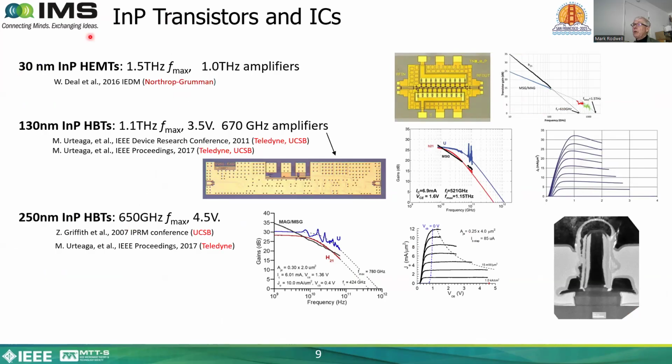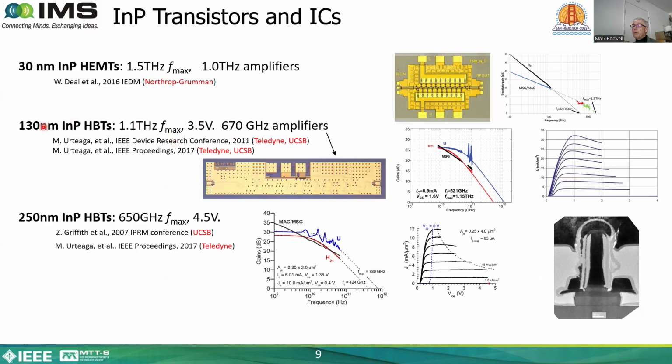In indium phosphide, the best field effect transistors are produced by Northrop Grumman. Record results demonstrated in 2016 with a 1.5 terahertz power gain cutoff frequency, and they've built amplifiers to 1.0 terahertz. Teledyne, in the 130 nanometer node, is building indium phosphide bipolar transistors with 1.1 terahertz power gain cutoff frequency and about a 3.5 volt breakdown, and they've built amplifiers to about 670 gigahertz with this.